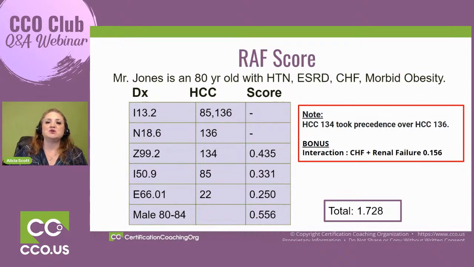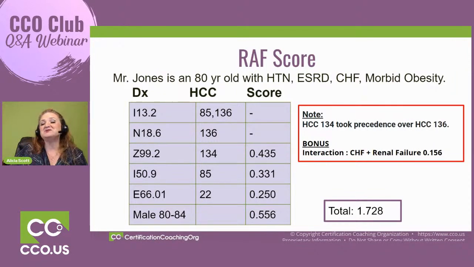And so we'll have a male and he's 80 to 84. So that's a 0.556 because the older you get, the more costly it is for Medicare to take care of your care. And that totaled up is a 1.728.